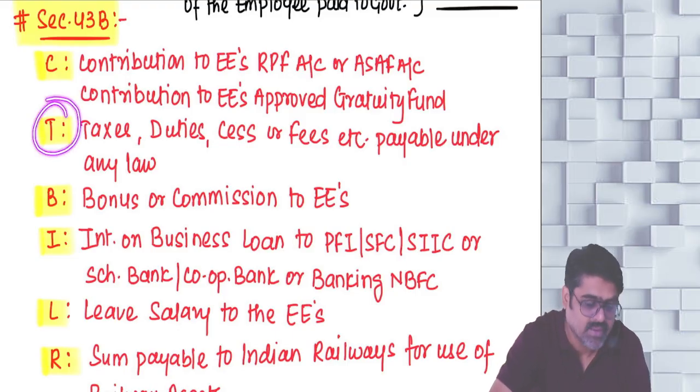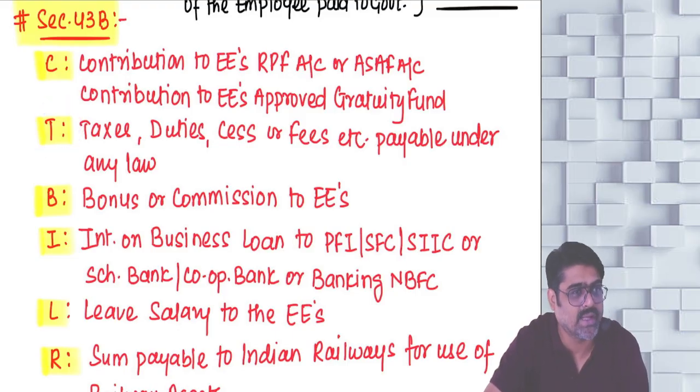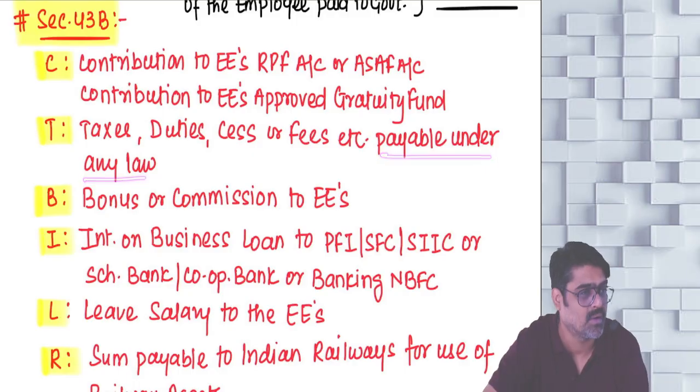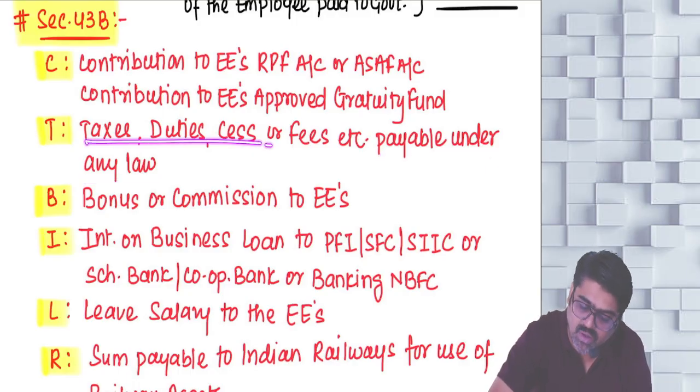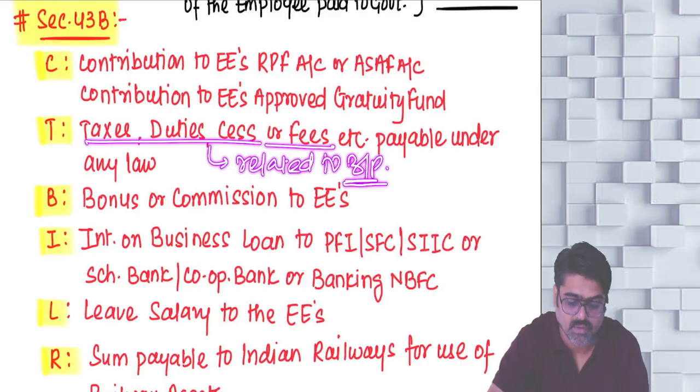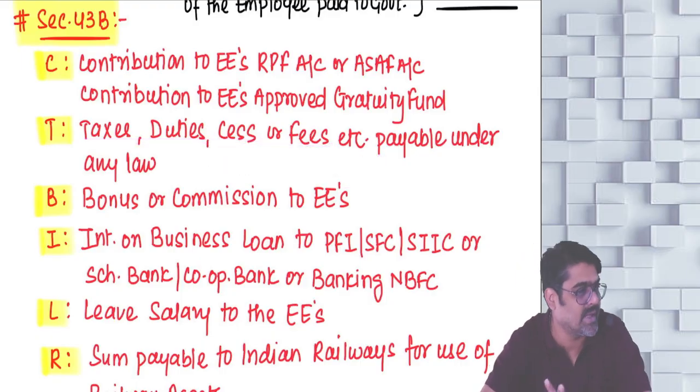T for taxes, duties, cess levied under any law and payable to the government. So any taxes, duties, cess, fees, etc. payable under any law. But these taxes, duties, cess or fees are related to your business or profession. So can you tell me any of the taxes, duties, etc. related to your business or profession?